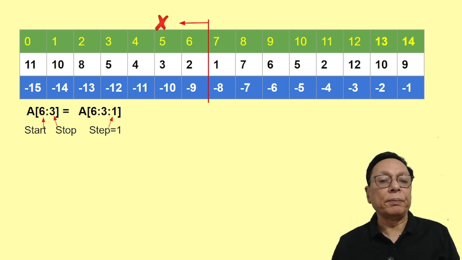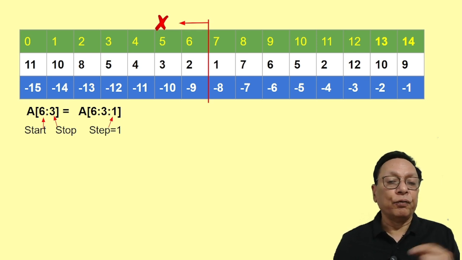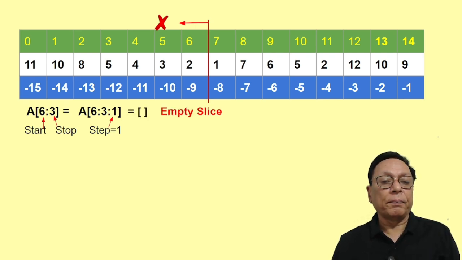So it will not be possible because we cannot move right to left when the starting is greater than the ending or stop value or stop index, and we are moving towards right, means left to right. So this slice is not possible, so it will give the empty slice.